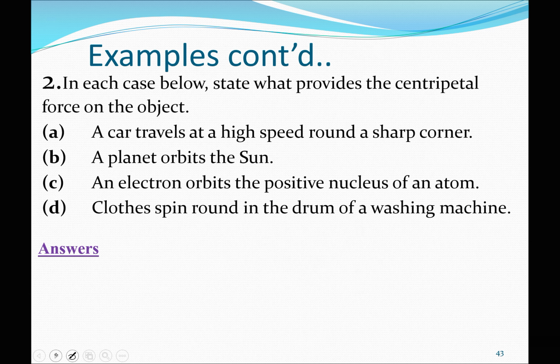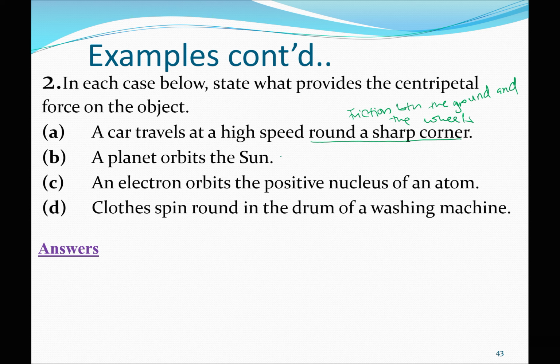In each case below, state what provides the centripetal force on the object. A car travels at a high speed around a sharp corner. Of course, if it is traveling around a sharp corner, it is the friction. Friction between the ground, or between the road and the wheels. So that one is responsible for centripetal force.